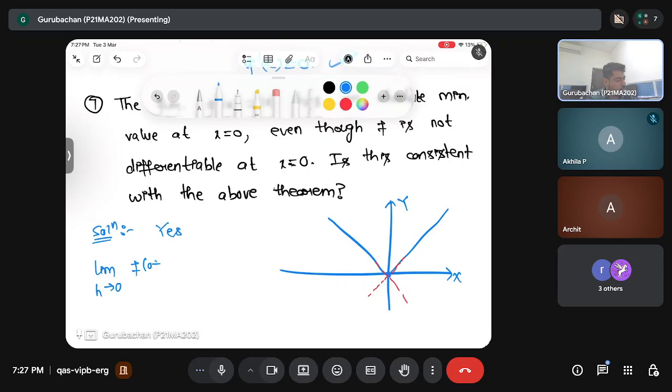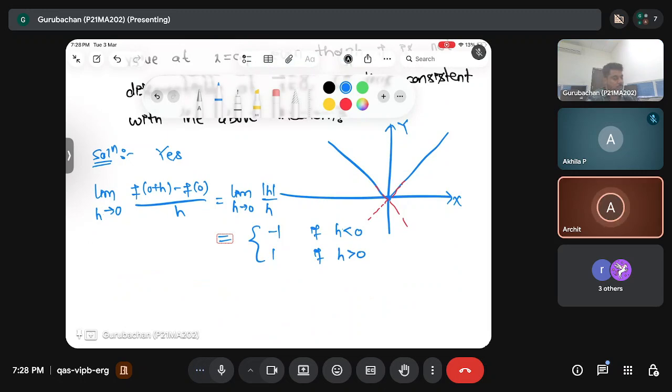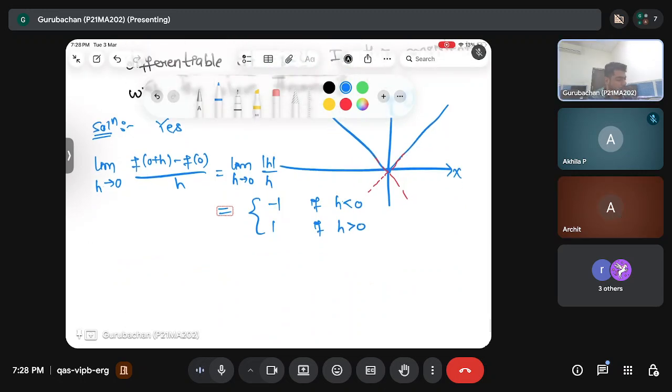And in terms of derivative form, f of 0 plus h minus f of 0 divided by h. So this will be limit h tends to 0 of mod h divided by h. Again we know that this is minus 1 and 1, if h is less than 0 and if h is greater than 0. Fine. So it is not contradicting, or it is consistent with the above theorem.